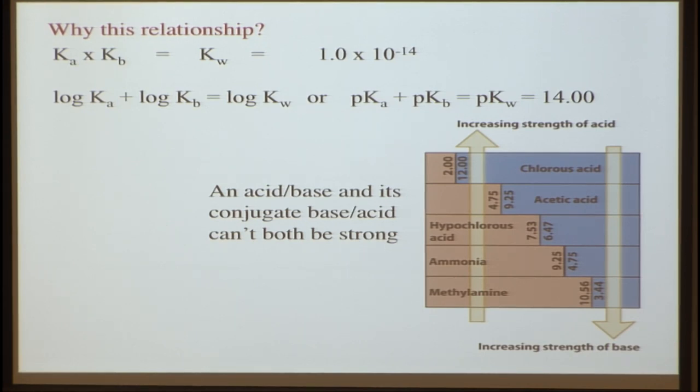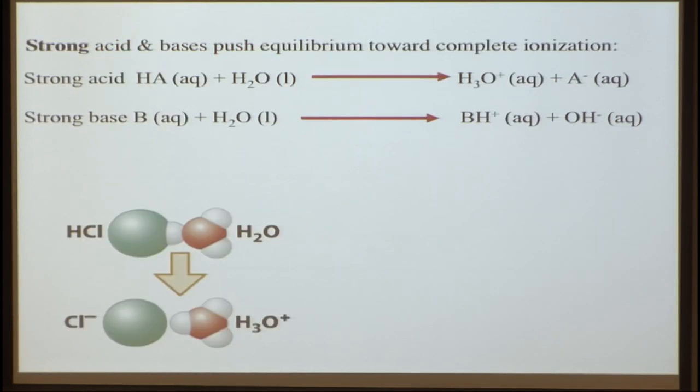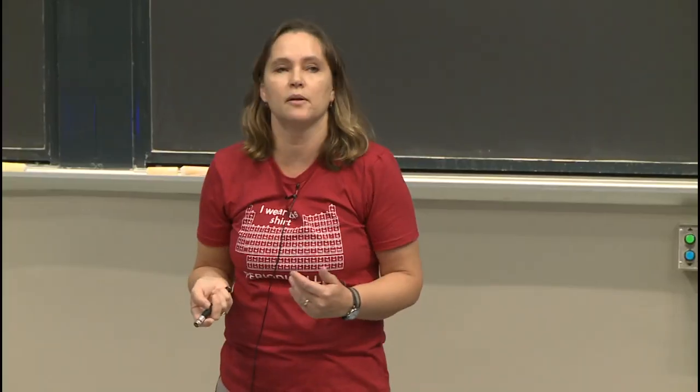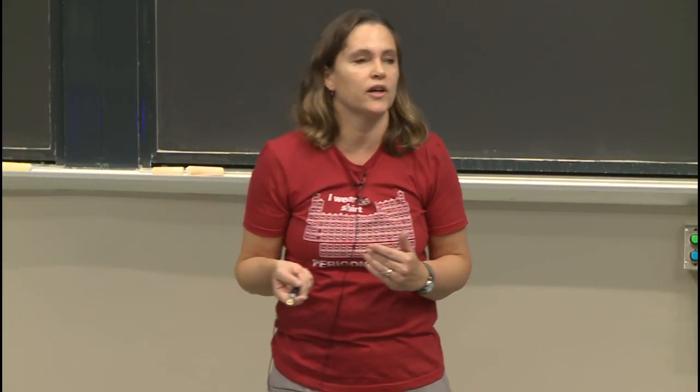So we can think about then the strong acids and the strong bases again. So we talk about equilibrium, but really this is pushing the equilibrium pretty much to completion. If it's a strong acid in water, however much strong acid you put in is how much hydronium ion concentration you get out. A strong base is going to give you that amount of hydroxide ion concentration. Strong acids and bases push the equilibrium pretty much completely toward ionization.